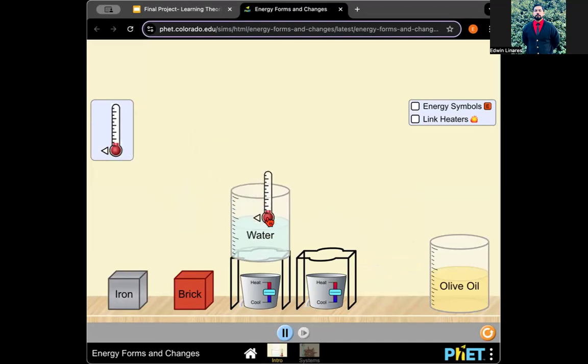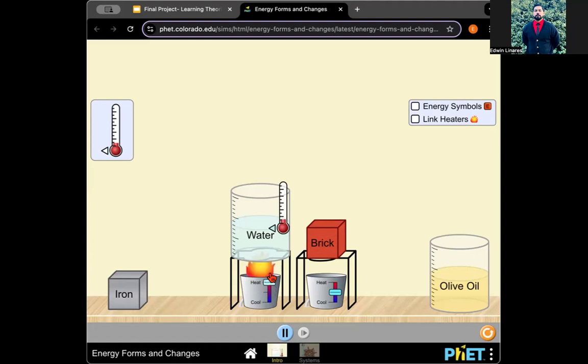I can also set my thermometer in this water, and I can set this brick over to the other heater. Now, this is a slider where I can either put up the heat or make it cold. In this case, I will be turning up the heat on the water. And one thing that I forgot to do is to click the energy symbols here. That way you can see the kinetic energy within each single substance.